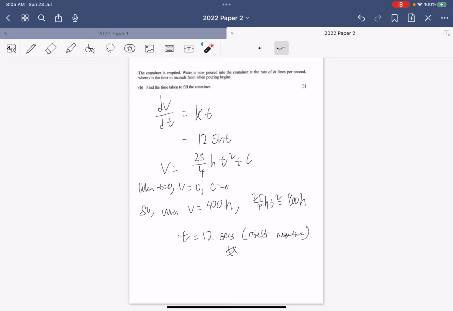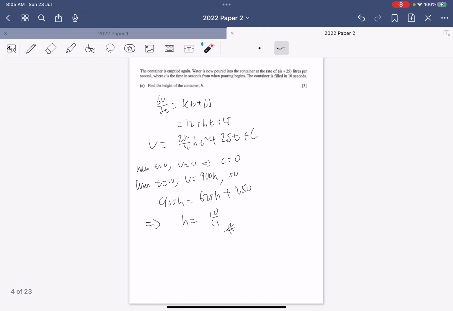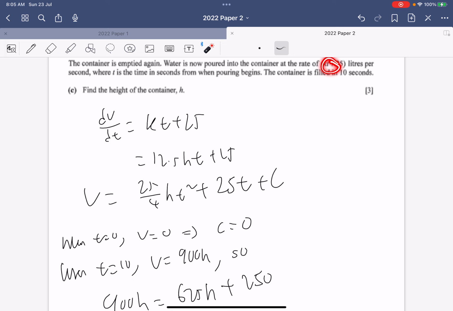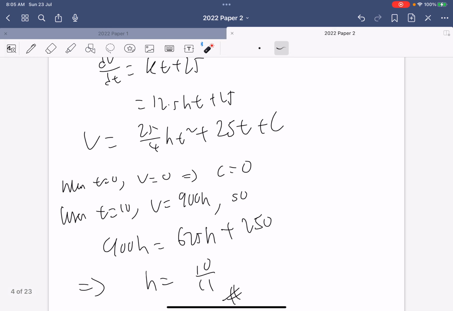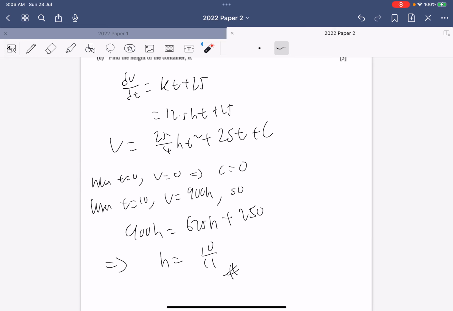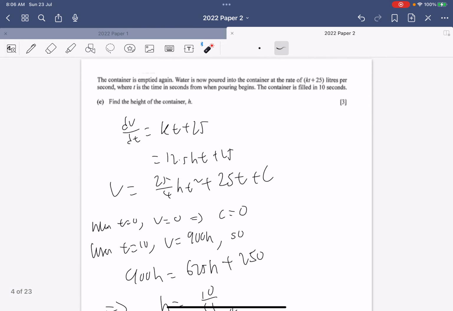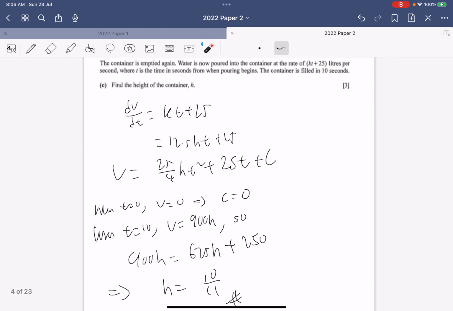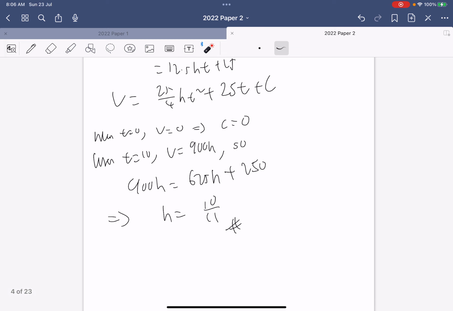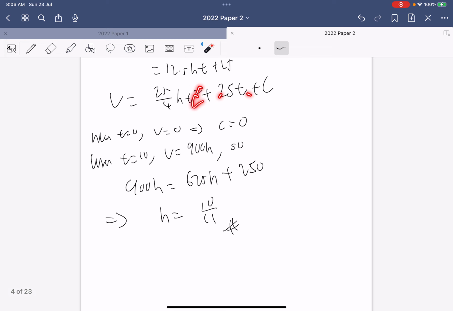The next part is also the same thing, but now you just need to put kt plus 25. You integrate the same way and solve in the usual sense. Because now they give you the time and volume, you need to find h. With your time and volume, this part is no more, this part is also some constant, and it will be just a linear equation in h, and you are able to find h to be 10 over 11.